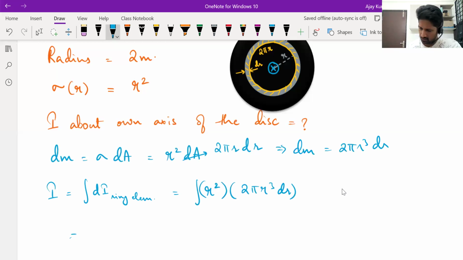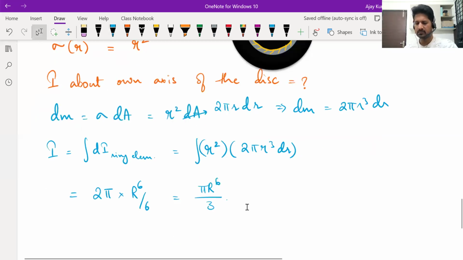So 2 pi constant, put it outside the integral, and integral r square r cube is r power 5 dr. You integrate it, becomes r power 6 by 6. Substitute limits also. This is what you get. So pi r power 6 divided by 3. This is correct only.